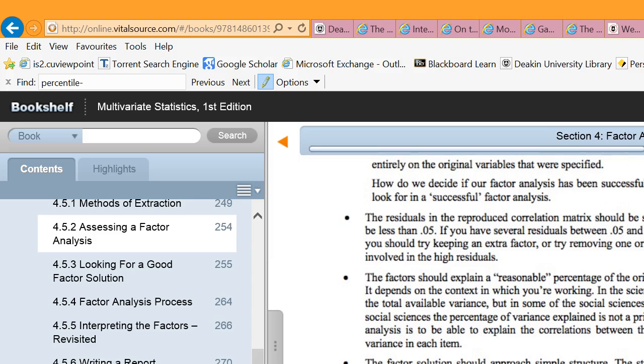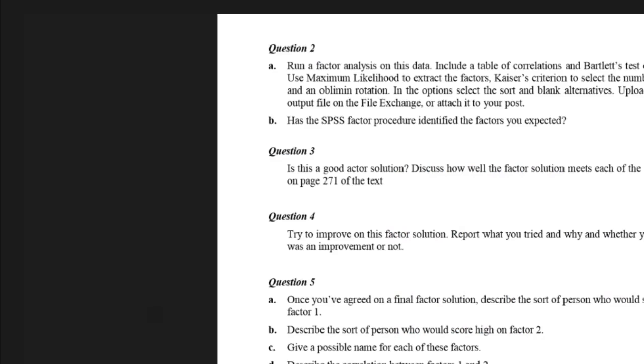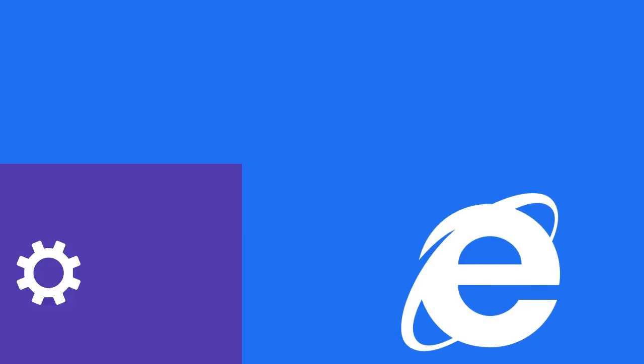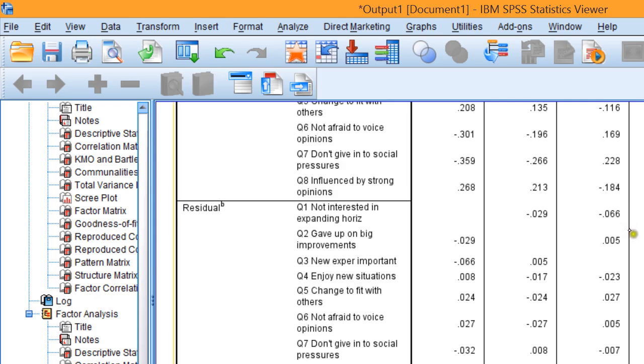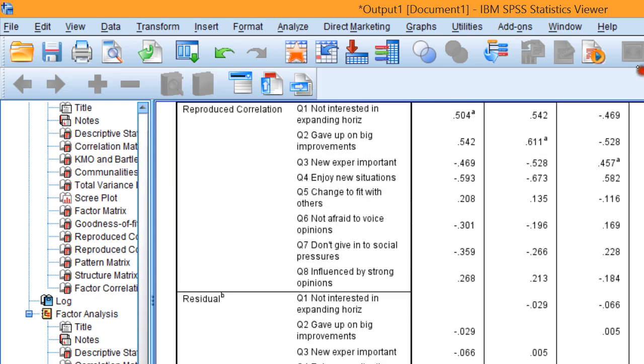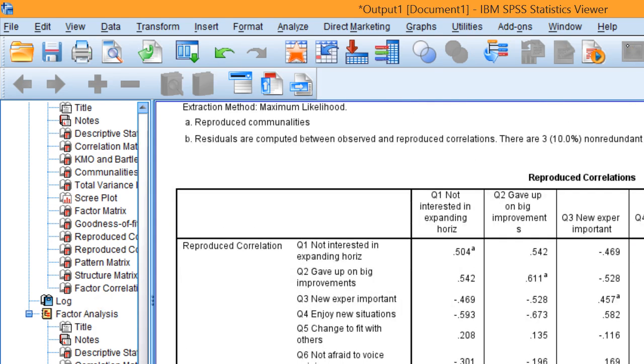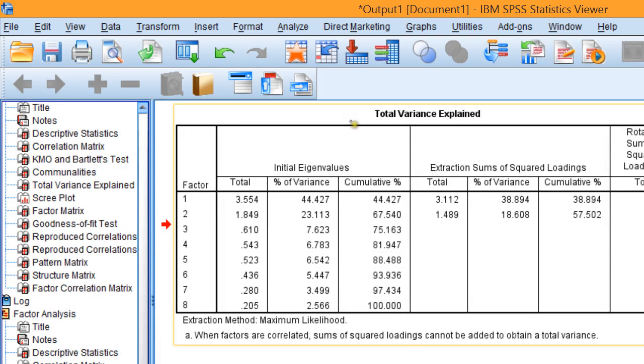The factors should explain a reasonable percentage of the variance, generally greater than 50% in the social sciences. So you can see ours was greater than 50%. Altogether, our factors explained 57%, so that's okay.